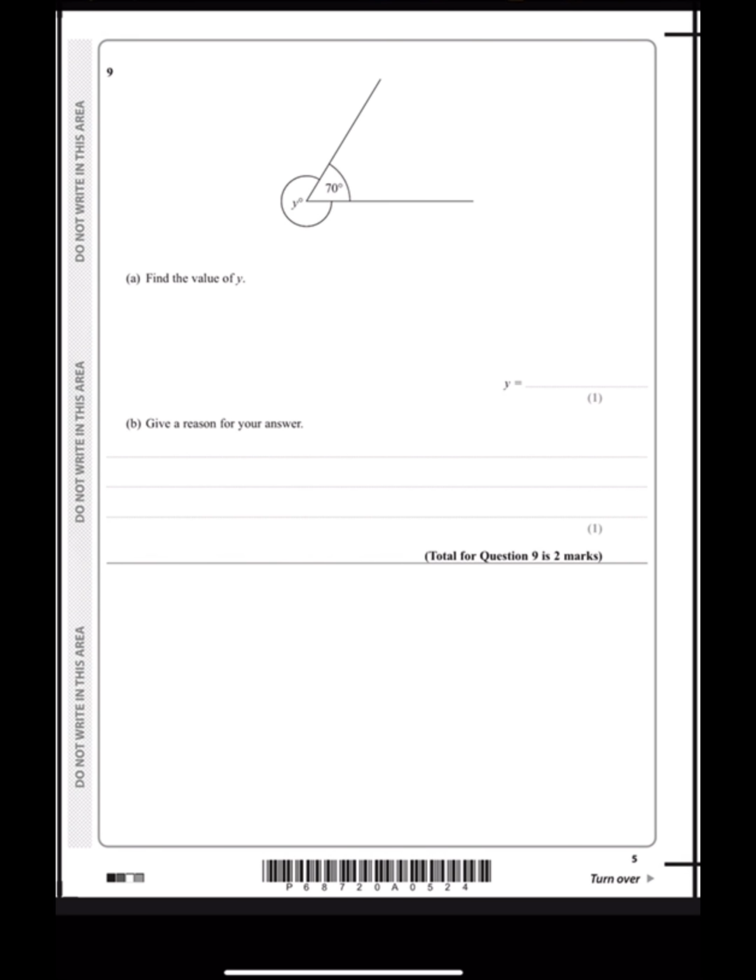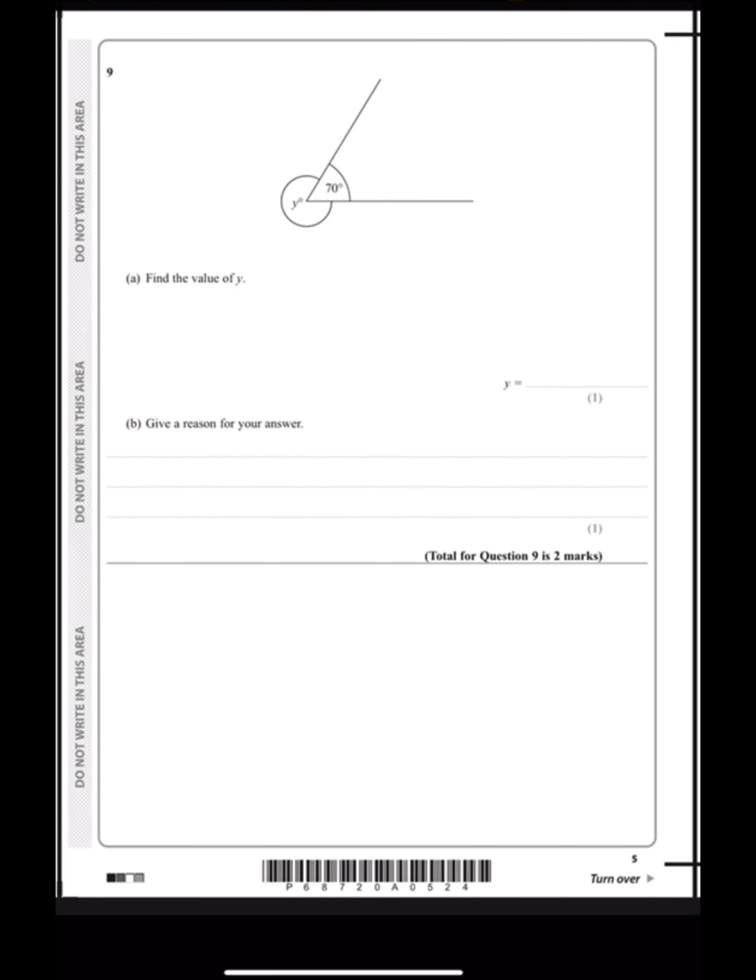Moving on, question 9. So for this question, now we see that we've been given an angle. We've been given an angle of 70, and we've been given an angle outside and marked inside as y degree. Find the value of y.